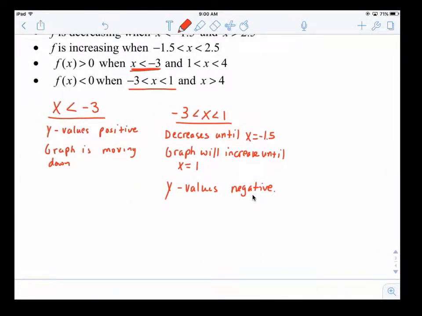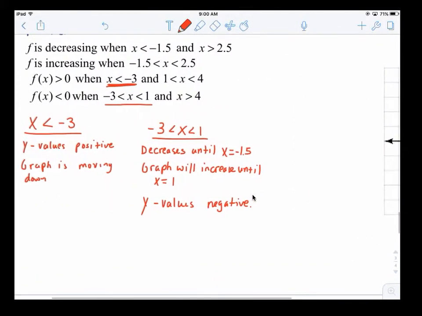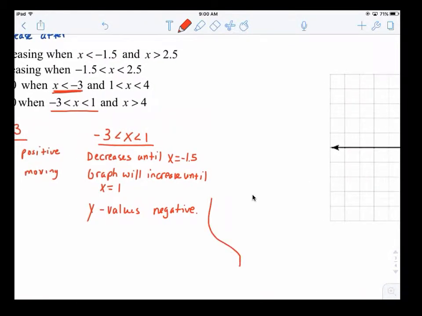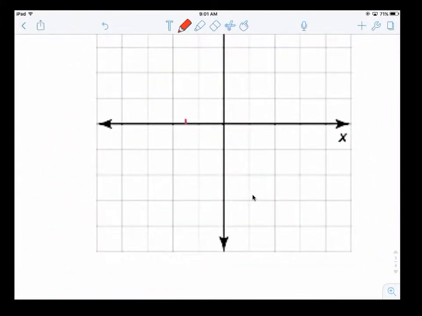Okay, so y values are positive, graph is moving down, and then it decreases until negative 1.5, and then it starts increasing again. So at negative 1.5, you're going to have a change of direction. So it's going to go down like this, and then once you get to negative 1.5, change direction. Yeah, but it decreases and then starts to increase. So it kind of goes like that. All right, so this is negative 1.5, right? And then 3 is right here.